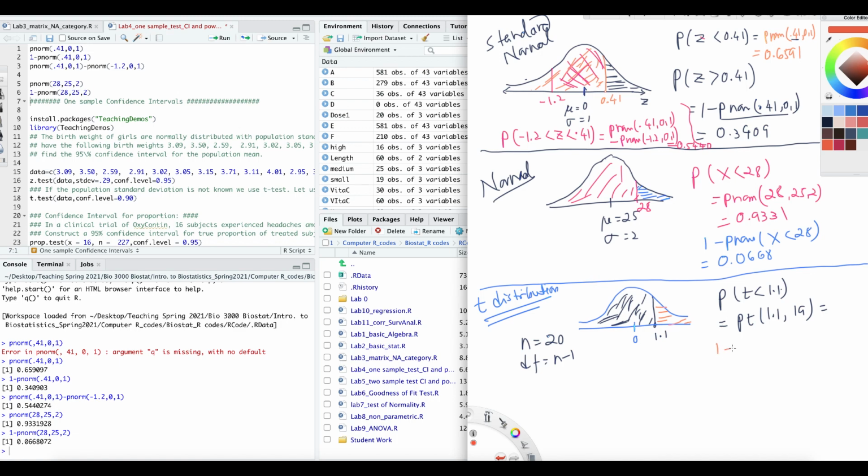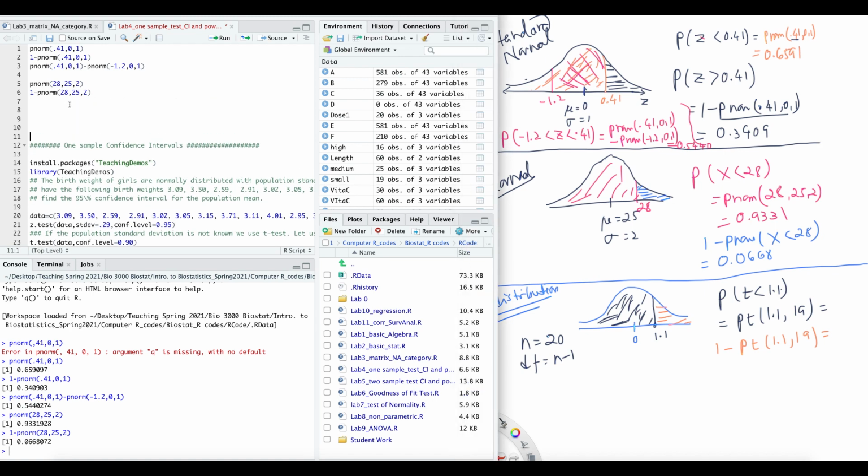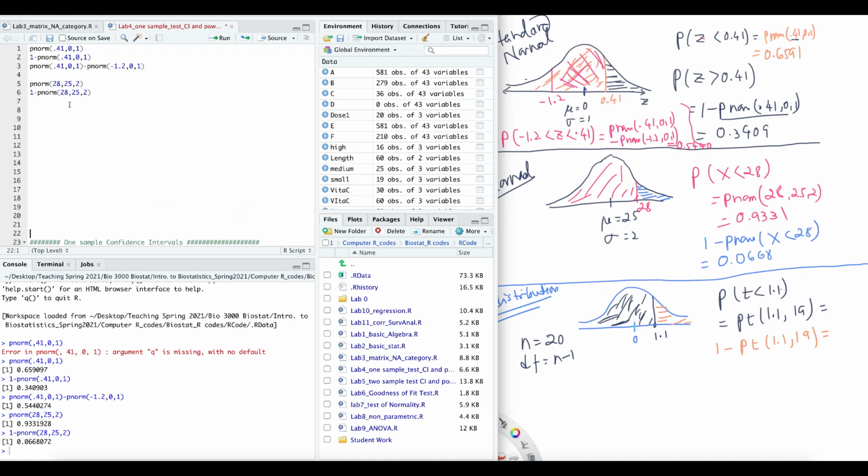You can do 1 minus pt and then 1.1 and then 19 degrees of freedom, and that will give you those values, okay. So what do you get if you do that? You will see pt of 1.1 with 19 degrees of freedom, right? That is the one, and then another one will be 1 minus pt of 1.1 with 19 degrees of freedom.